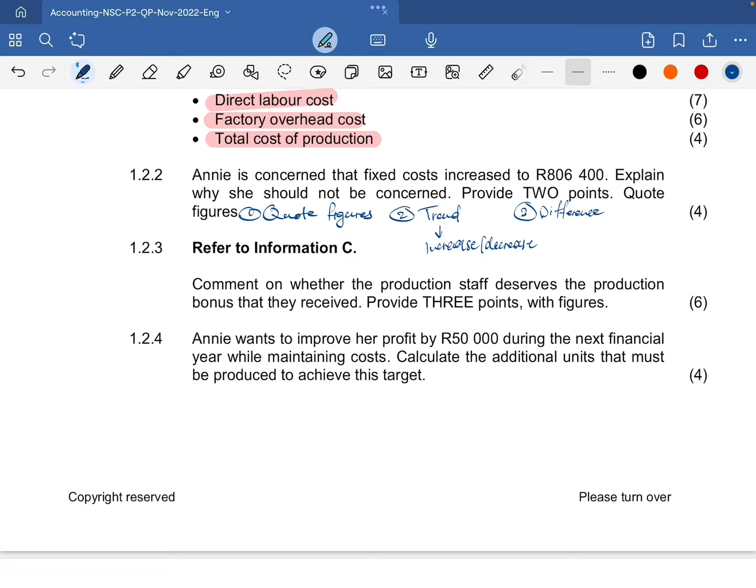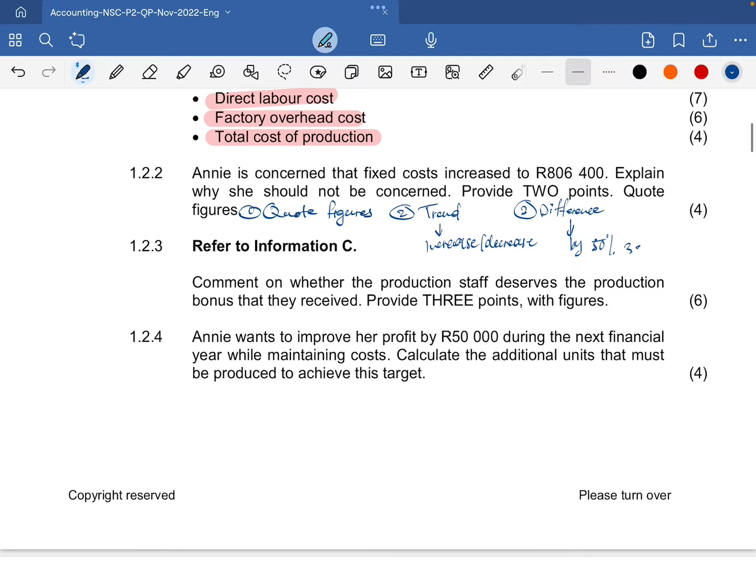Let's say maybe it increased or decreased by, so here this is where you say by 50%. It can be in terms of percentages or the rand amount, by 50%, 35%, and so on and so forth. So those are the three key things that you need to have in your response. Every time you do a commenting question, make sure you have these three components in your response to maximize your marks. So let's get into the question.